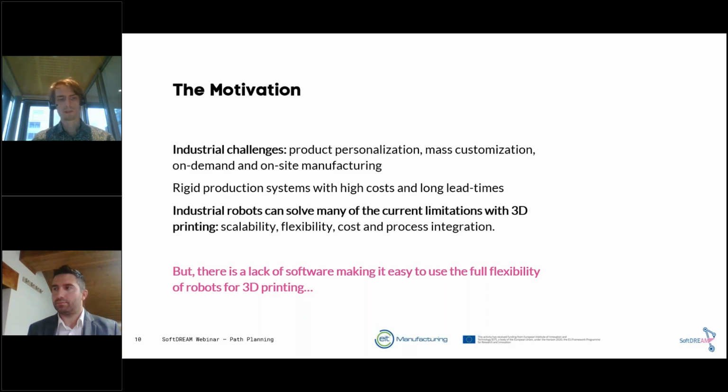But what we saw is that there is currently a lack of software, making it very easy to use the full flexibility of robots for 3D printing. And by that, I mean anything from the design simulation, process planning, and monitoring that you might want to do when you're printing parts using industrial robotics.